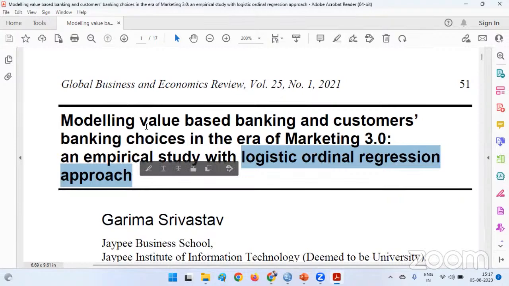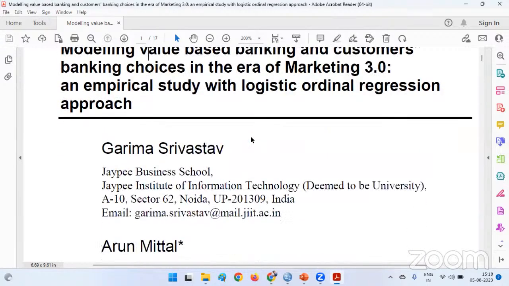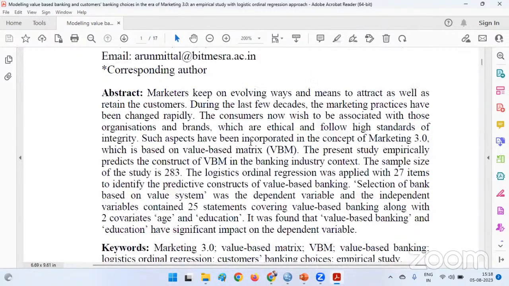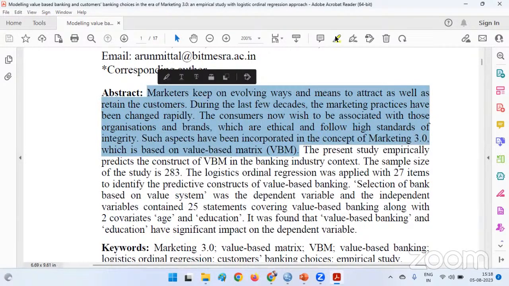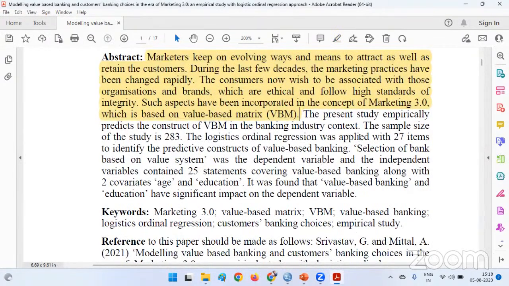Okay. And now I have not written about value-based banking in detail in the abstract. It is only 150 words. So write it like: marketers keep on evolving the ways and means of this. During the last few decades, marketing practices have changed rapidly. The customers now wish to associate with those organizations and brands which are ethical and follow high standards of integrity. Such aspects have been incorporated in the concept of marketing 3.0, which is based on value-based metrics. That's all. This is the theoretical part. Rest all is the methodological part, you can say.